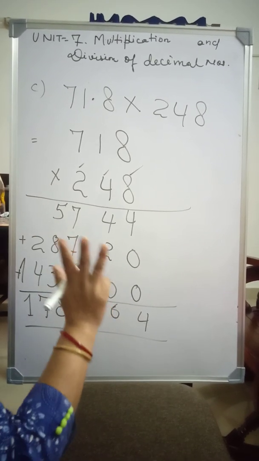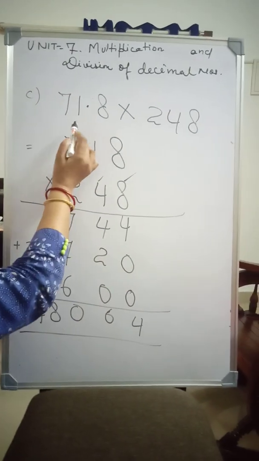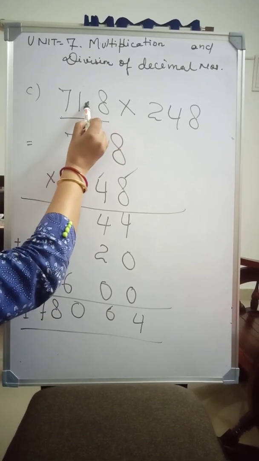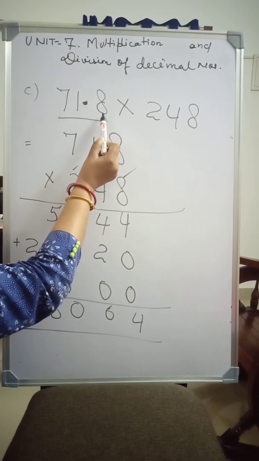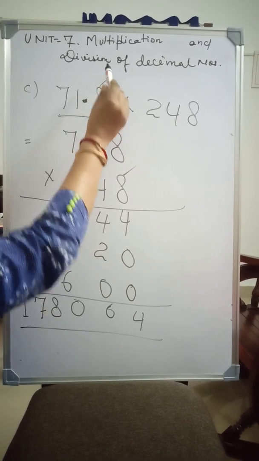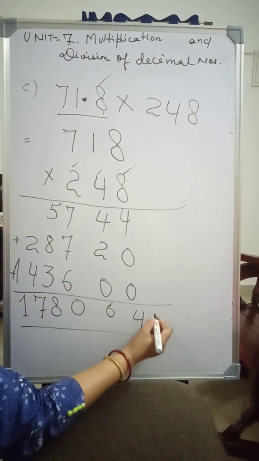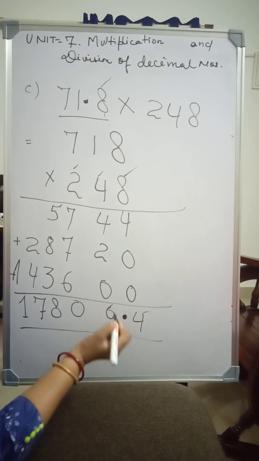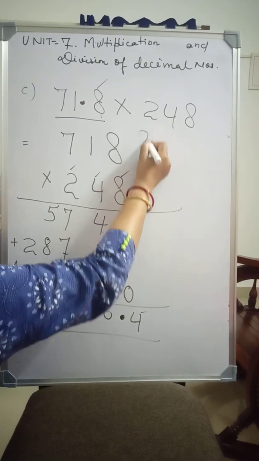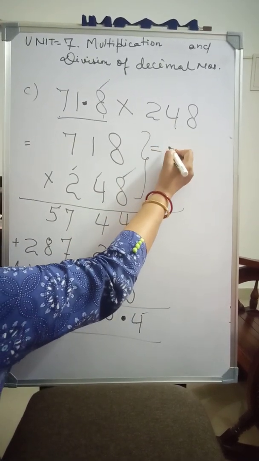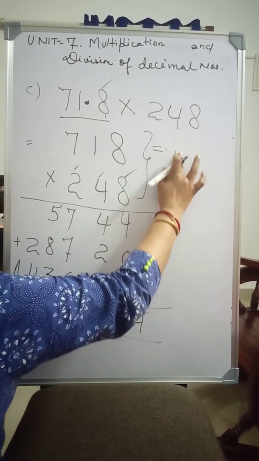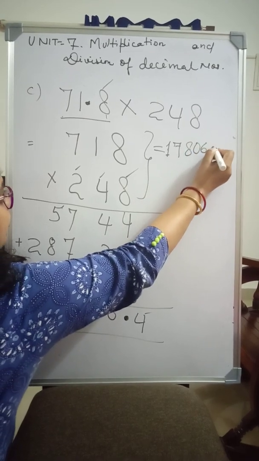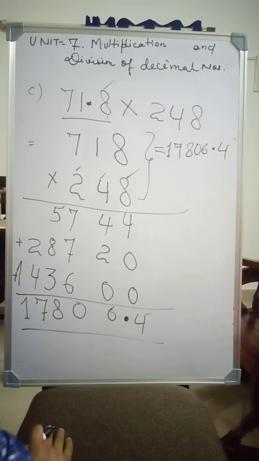Now come to the second step. The second step is that you have to count the number of decimal places in this number. So after the decimal point, how many places are there? 1 place. So here from the right side I will start to count 1. Then after one digit I will put the decimal point here. So the product is 17,806.4. This is the product.